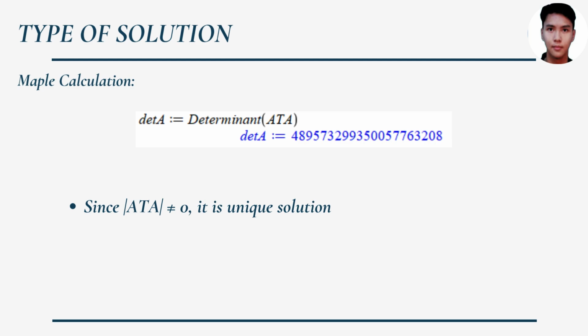Now, for the type of solution on the Maple calculation, we have declared that A equals the determinant of ATA, which is A transpose A, and we have gotten the answer. As you can see, since ATA does not equal 0, it is a unique solution, and the answer is the same as our manual calculation.